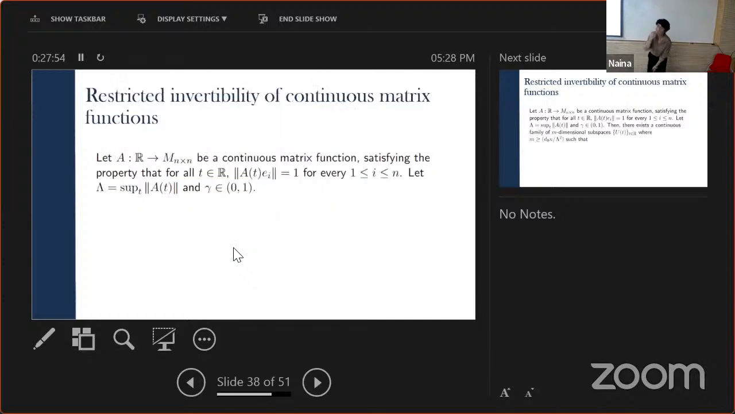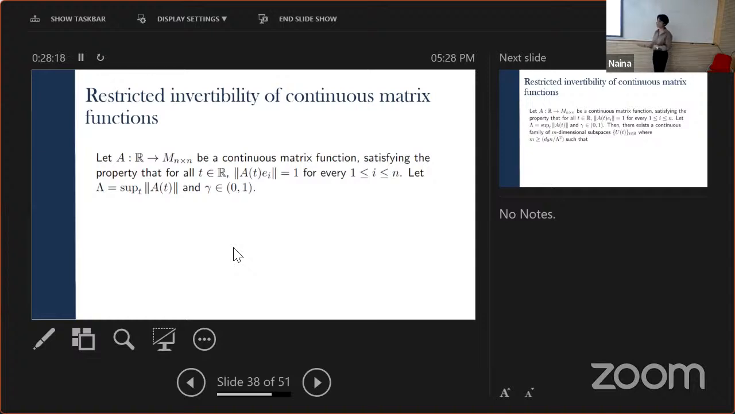Okay. So now we want to extend. Now that we have the notion of matrix in the continuous case, we also have an extension of the choice of columns, so the subspaces in the continuous case. We are now ready to define the restricted invertibility theorem for continuous matrix functions. What the theorem says is, if A is a continuous matrix function into n cross n matrices, satisfying the property.